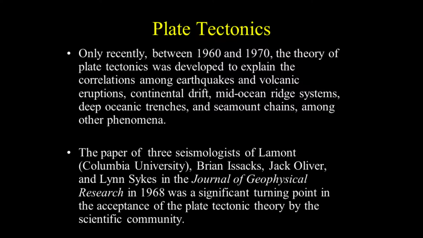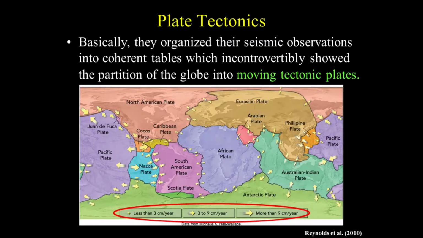The paper of three seismologists of Lamont, Brian Isaacs, Jack Oliver, and Lynn Sykes, was published in the Journal of Geophysical Research in 1968. This was a significant turning point in the acceptance of the plate tectonic theory by the scientific community. Basically, they organized their seismic observations into coherent tables, which incontrovertibly showed the partition of the globe into moving tectonic plates.